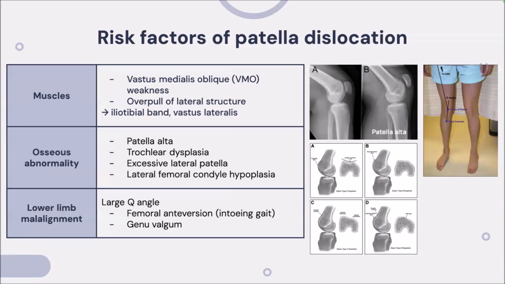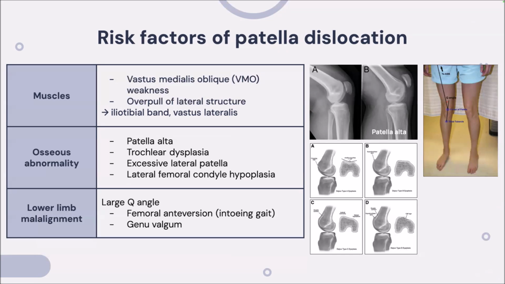So there are several risk factors for the patella dislocation. First are the muscular factors. An imbalance in the muscle forces around the patella can increase the lateral tracking and instabilities. For example, vastus medialis obliquus weakness, or the overpull of the lateral structures, for example, the iliotibial band or the vastus lateralis. Next is the osseous abnormalities, including the patella alta, which is when the patella sits above the trochlear groove.